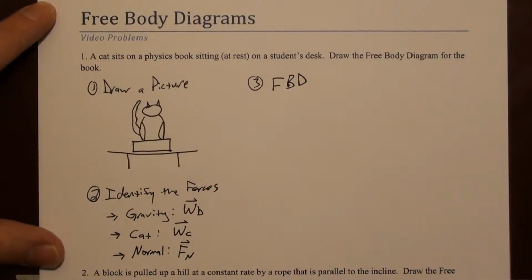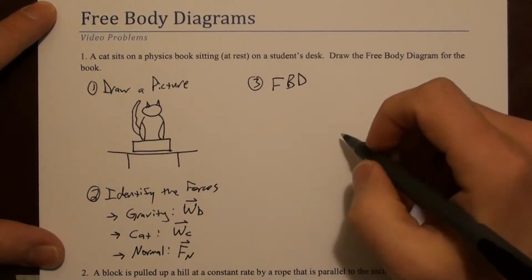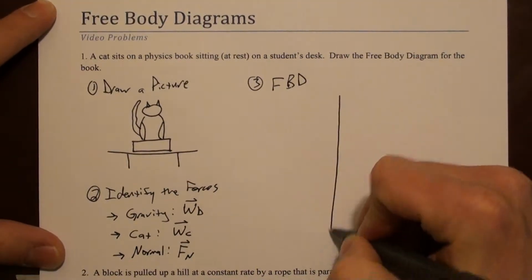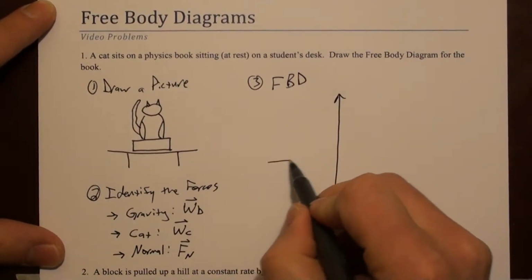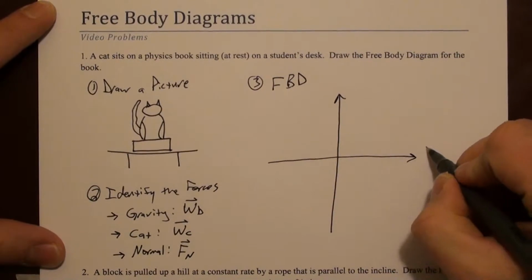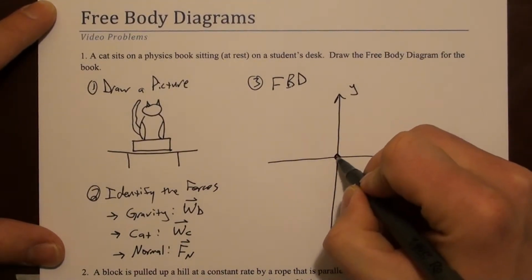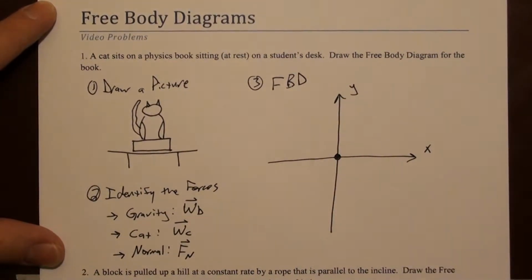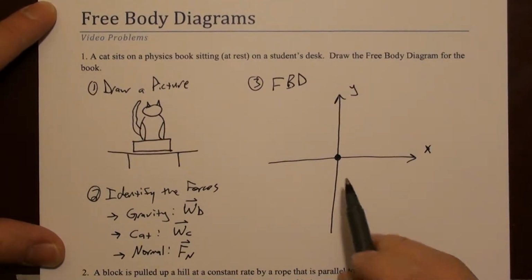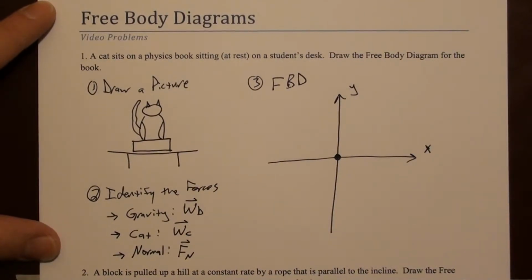And I first need to set up some axes, right? So the orientation of these should be pretty simply straight up and down, straight right and left. We'll label this X and Y. And remember, the object of interest is the origin. Okay, in this case it's the book. So now I can draw these three forces, the gravity acting on the book, the cat pushing down on the book, and the normal force pushing back up.